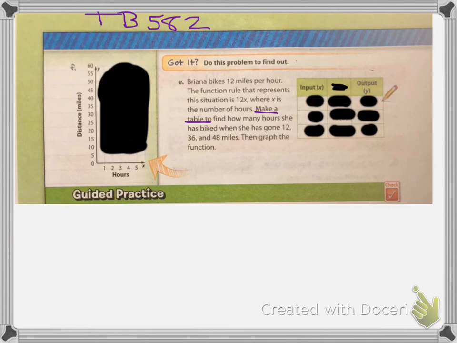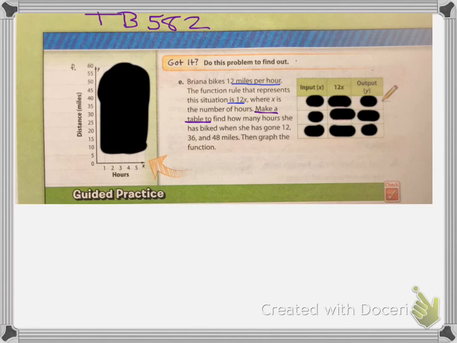It says Brianna bikes 12 miles per hour. All right, 12 miles per hour. The function rule that represents this situation is 12x. So that is where this comes in. We would write 12x right there. Now again, obviously this is written for you and that's totally fine. You don't need to rewrite it, but I just want you to know that is the function rule. When you need to create your own table, that's how you'll do it.